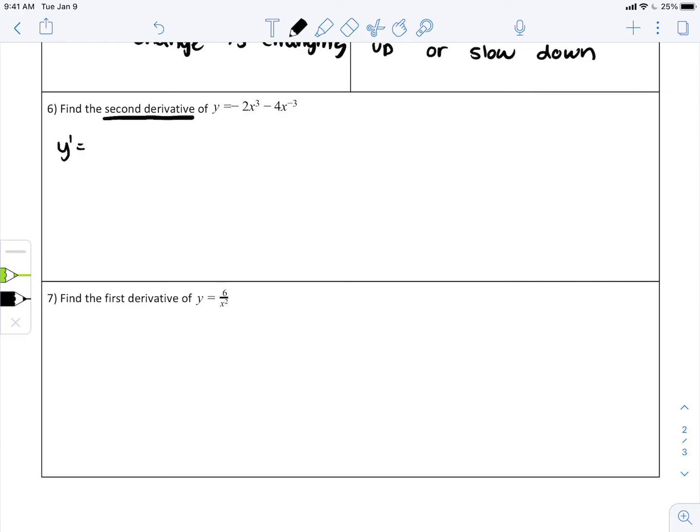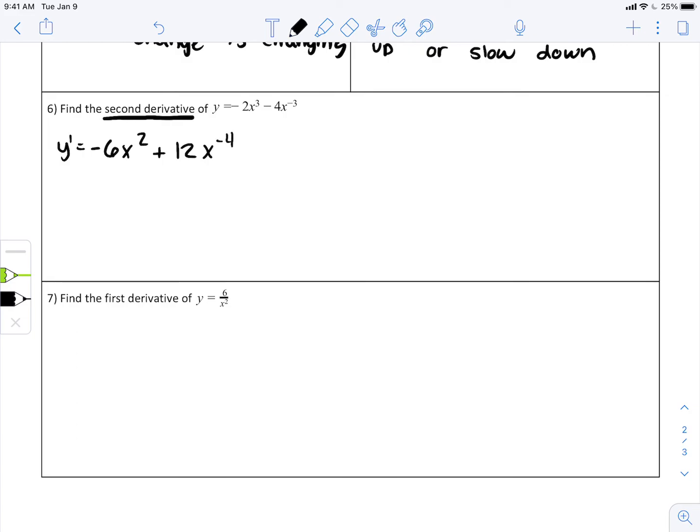apply the power rule. So that would give us negative 2 times our exponent 3 is negative 6 x to the, our power goes down by 1, so power of 2. If we multiply our coefficient, negative 4, by our exponent, negative 3, we get plus 12 x to the, our power is going to go down by 1, so negative 3 minus 1 is negative 4.